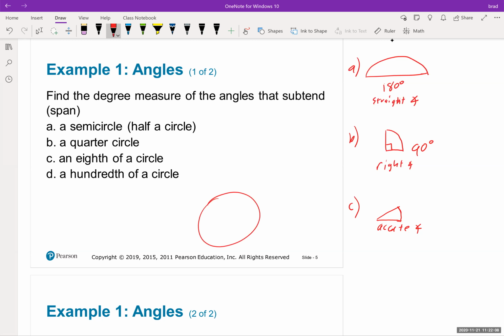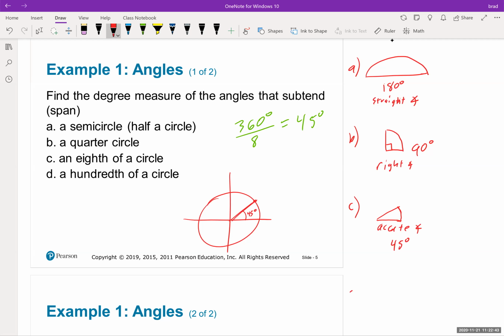So we have to think about this. If we have a circle, all the way around the circle is, I'm sorry, 360 degrees. So I'm going to take 360 degrees and divide it by 8, because they said it's an eighth of a circle. So 8 goes into 36 4 times, right? So that would be 45 degrees. So this would be a 45-degree angle. That's right about here. So this angle would be 45 degrees.